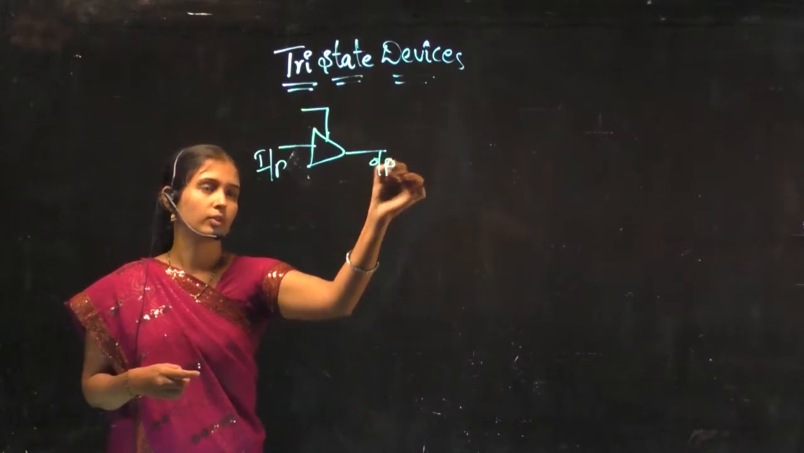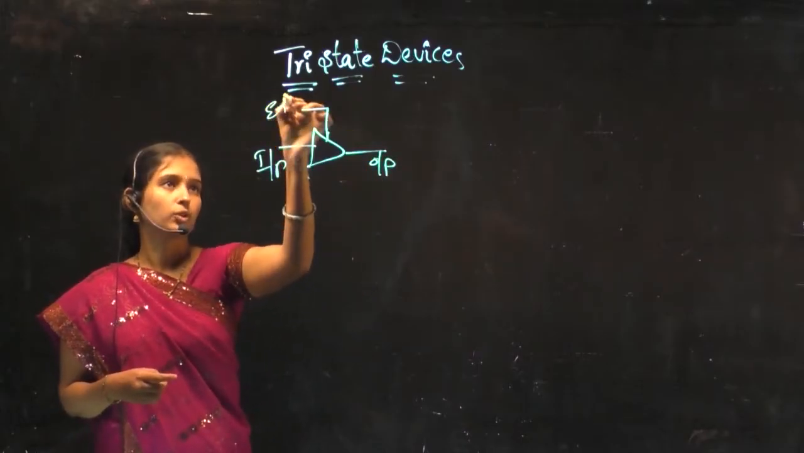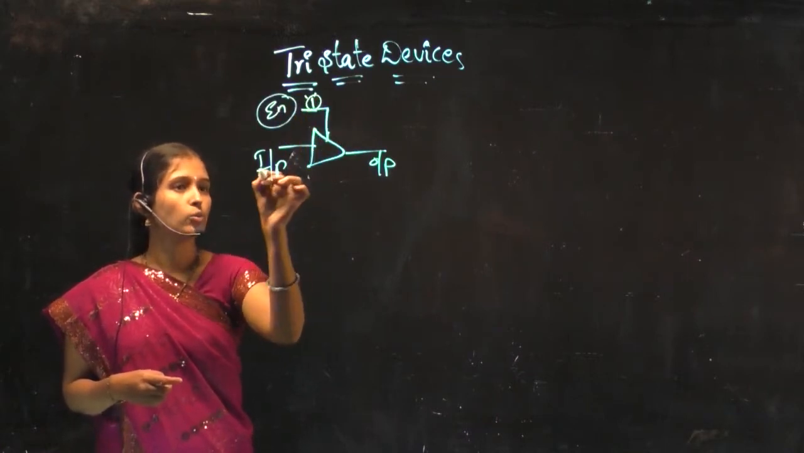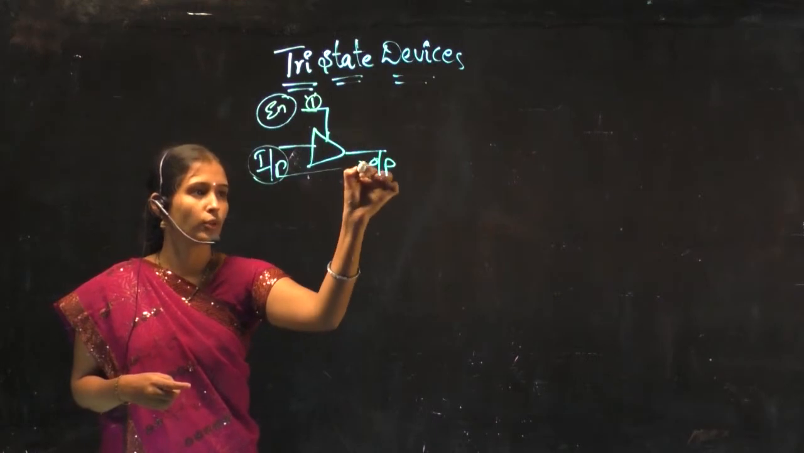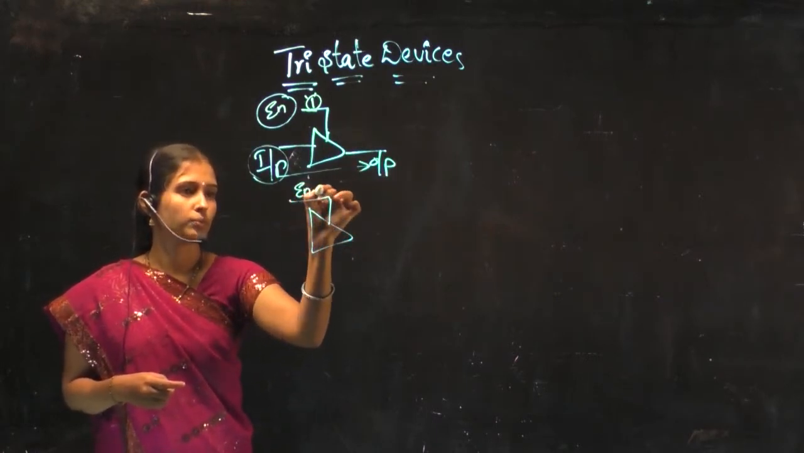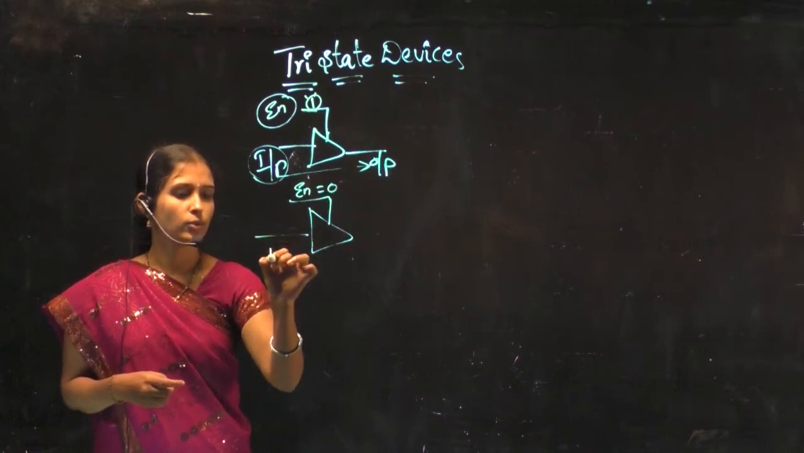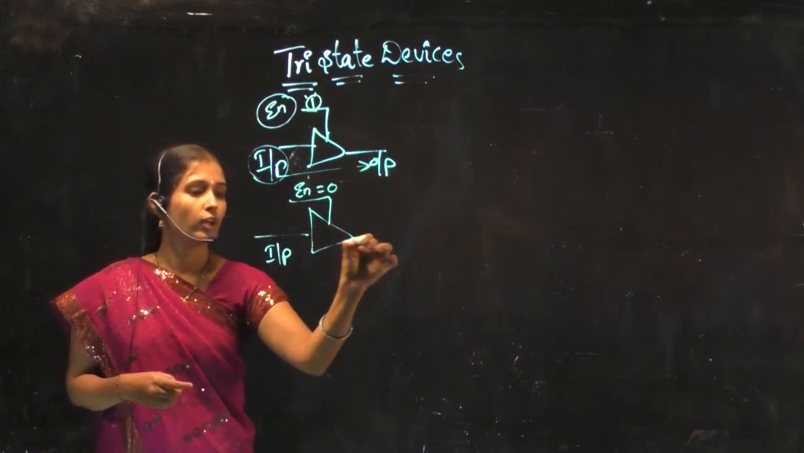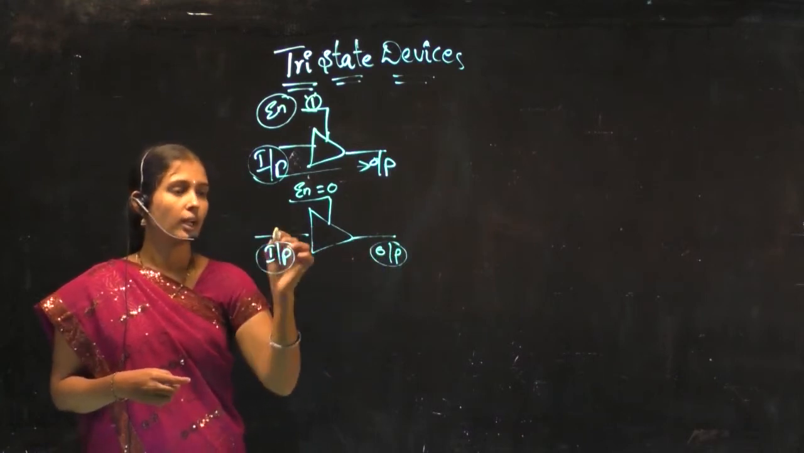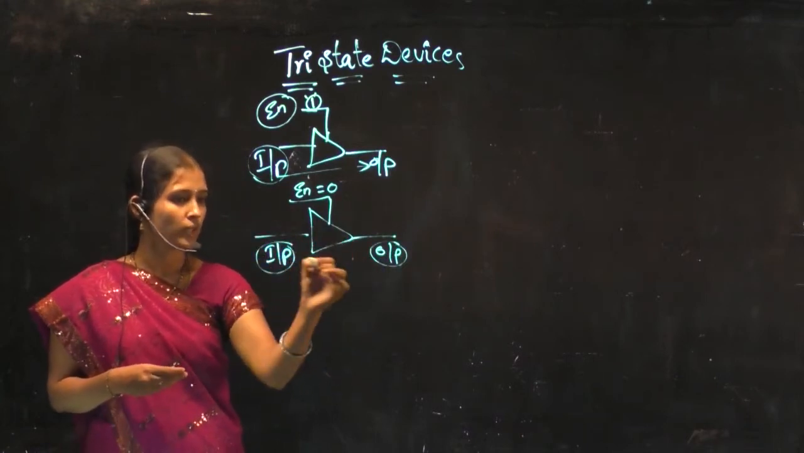Okay, this is your enable input. If enable input is equivalent to 1, what happens? Whatever your input will be passed on to your output. If enable input is equivalent to 0, what happens? Input will not be passing to an output. It is like a switch, like it is controlling itself, the switch, right?